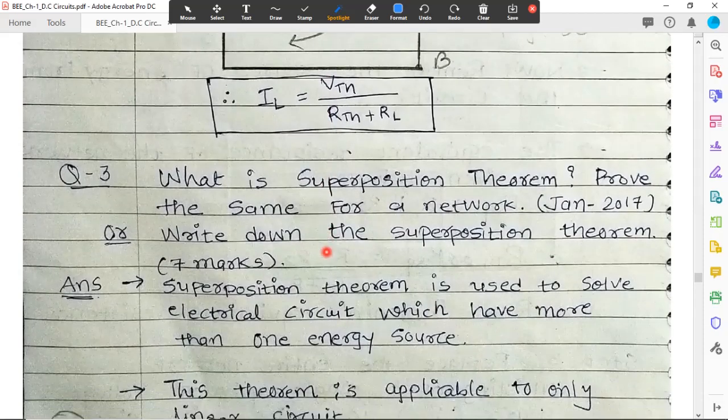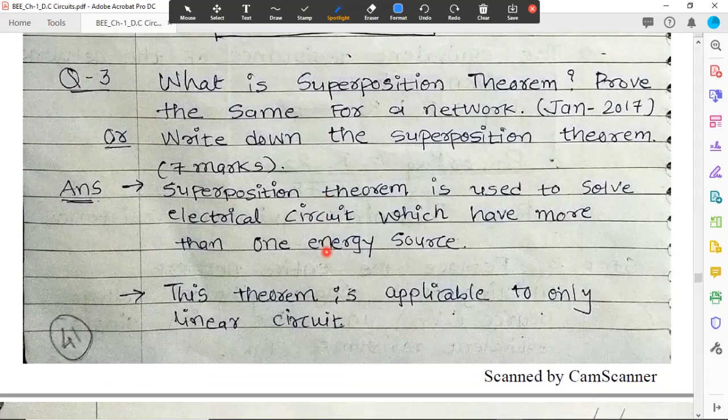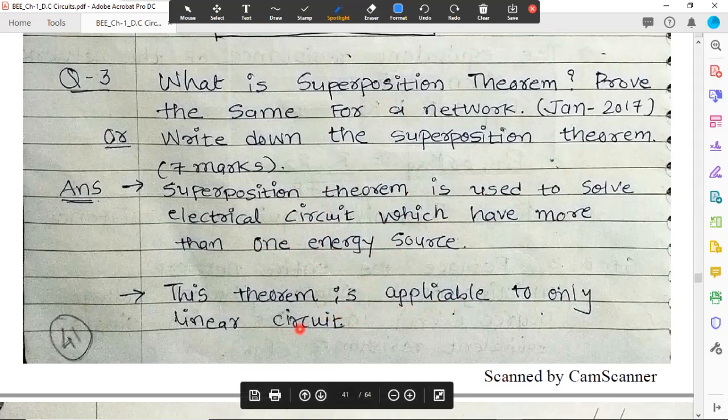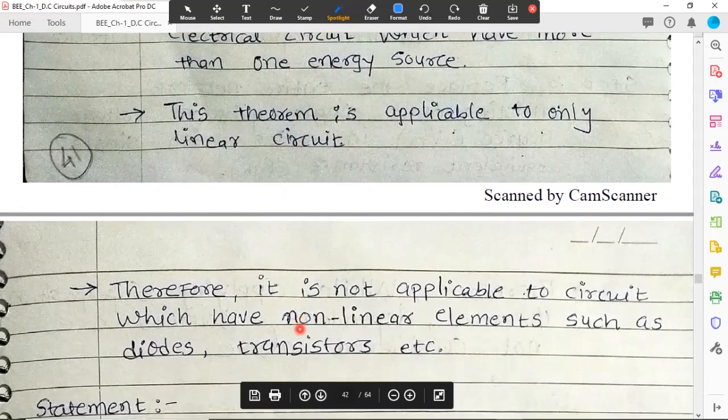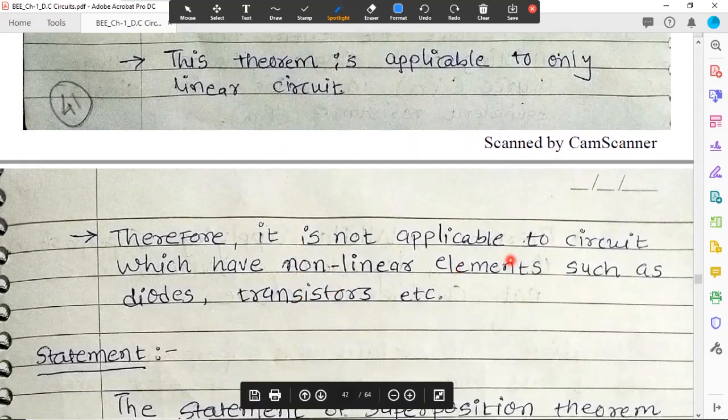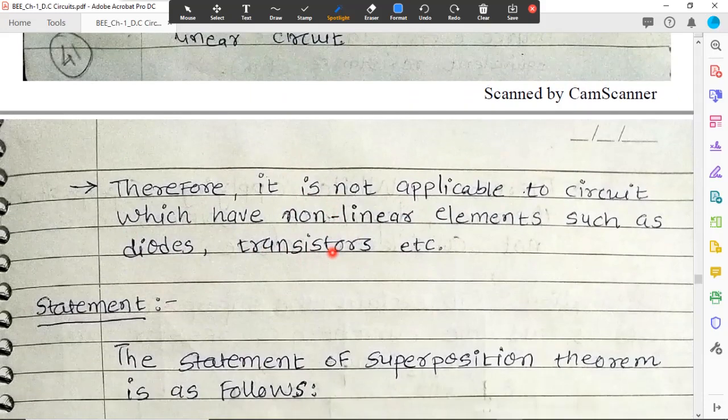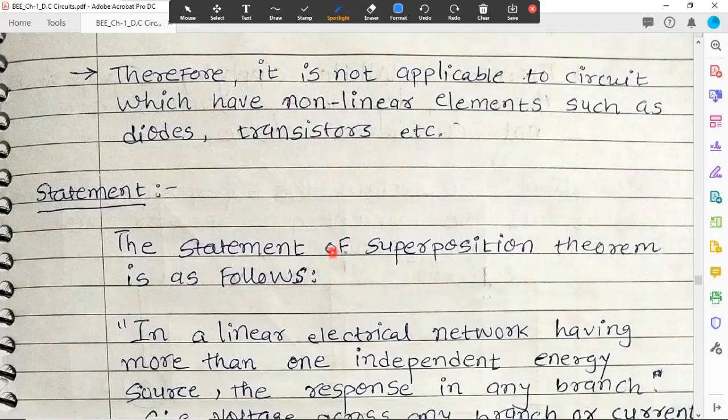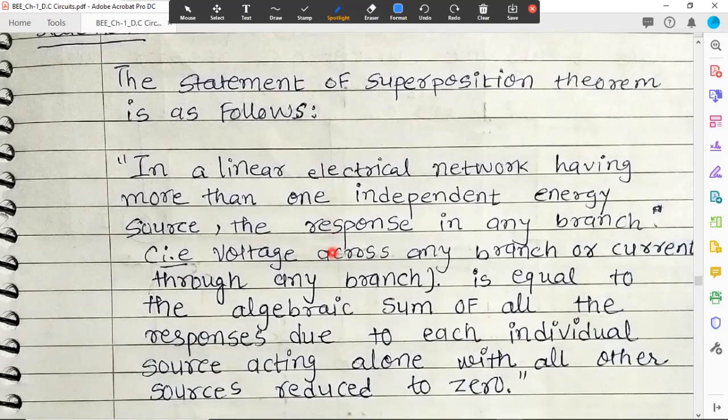Now the last theorem is superposition theorem. Okay. So superposition theorem is used to solve electric circuits which have more than one source. This theorem is applicable only to linear circuits. It is not applicable to circuits which have non-linear elements like diodes, transistors, etc. So first of all, we will see the statement of superposition theorem.